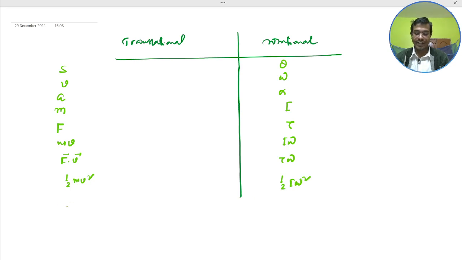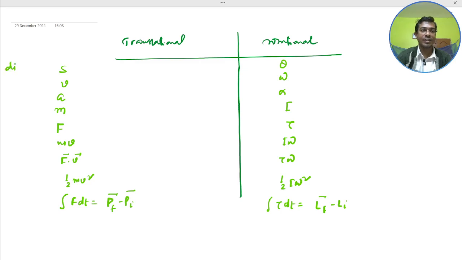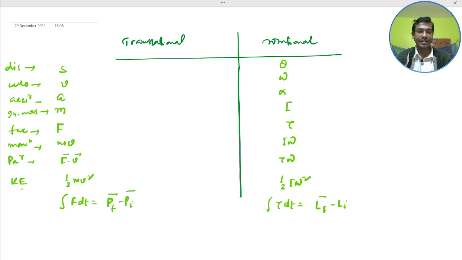So next one, the linear impulse, F dt, is written as P final minus P initial. Here this is tau dt, that would become L final minus L initial. I just write here one thing. This is the displacement, velocity, acceleration. This is the inertial mass, force, and this is the momentum. And here the power, here the kinetic energy, here the impulse.